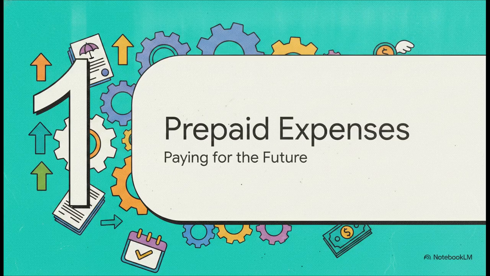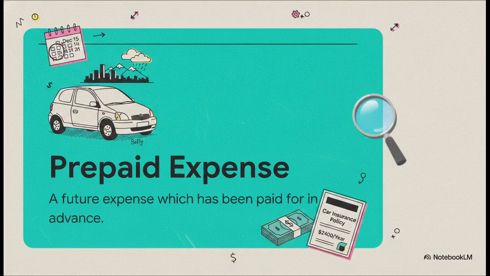Quadrant 1, prepaid expenses. This is all about paying for the future. Okay, a prepaid expense is honestly exactly what it sounds like. It's a future expense which has been paid for in advance. What this means in plain terms is that we made a big cash payment in the past, but we aren't actually going to receive or use up the underlying goods or services until some future accounting period.